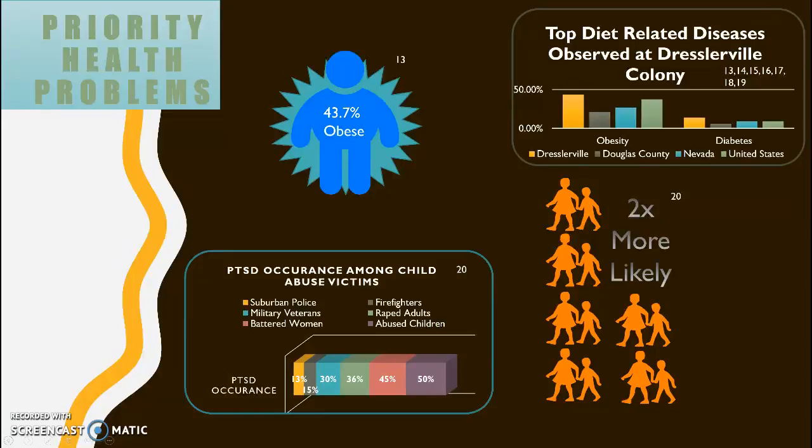And for mental health issues and child abuse occurrence, Native American children are 2 times more likely to be victims of child abuse than children of any other race or ethnicity. And often children who experience child abuse have a much higher occurrence of developing PTSD than a lot of other victims. Their rate is about 50% of child abuse victims develop PTSD, still higher than suburban police officers, military veterans, battered women, firefighters, and even raped adults.